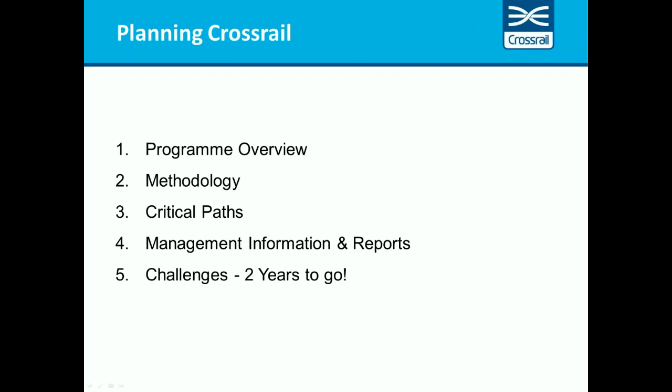I'll show you some examples of management information and reports as we focus on those to try and inform our senior management and give them the information that they need to react to and make the necessary management decisions. And then I'll close off with, well, we've got about 2 years to go on this program. Crossrail has a series of stages, but the main one where we'll be running trains through the central section happens in December 2018, and I'll talk about some of the challenges that we have, certainly from a planning perspective, with that time frame yet to go.